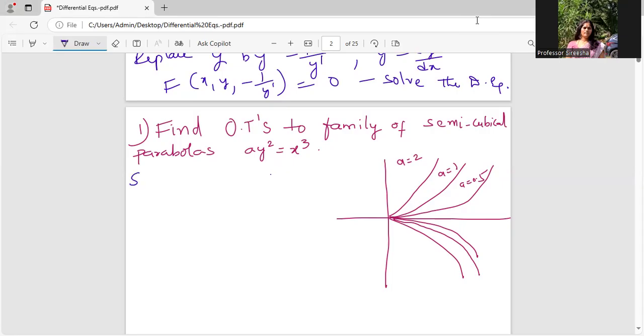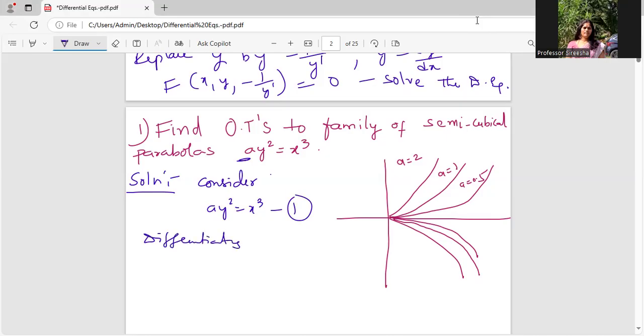Yeah, coming to the solution. How do I do it? First thing is, since a is the parameter or the constant, I'll be eliminating the constant, for which, as there's one constant, I'll be differentiating. Consider a y squared is equal to x cubed. Let this be 1. Differentiating 1 with respect to x.